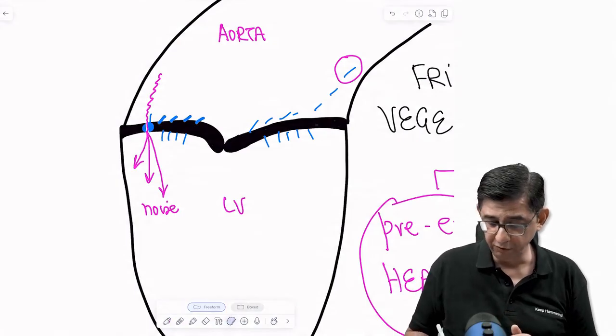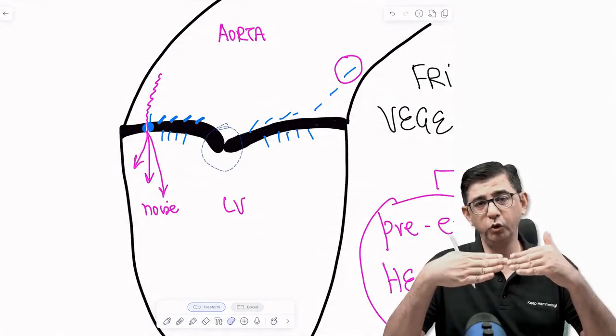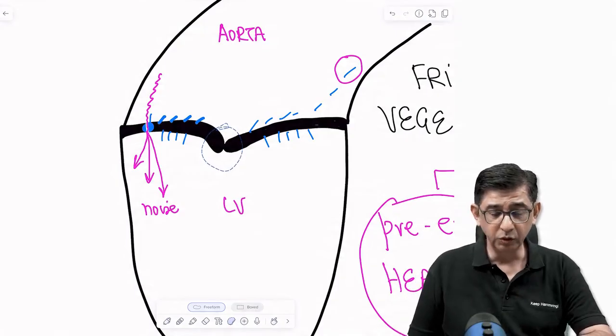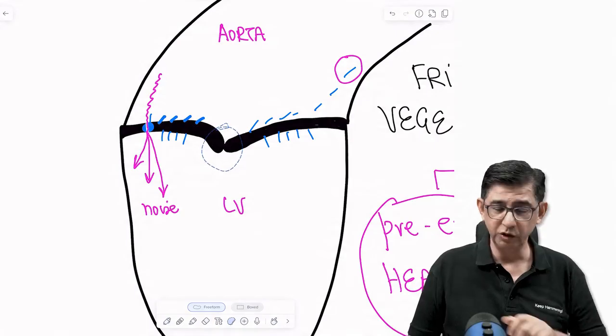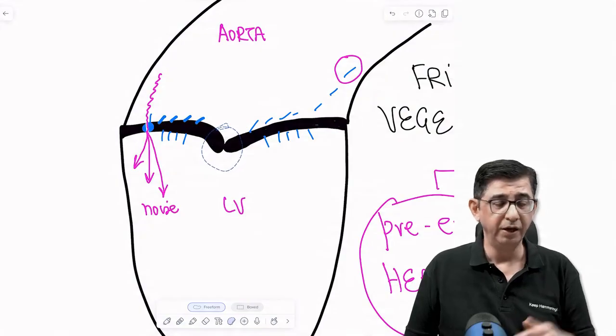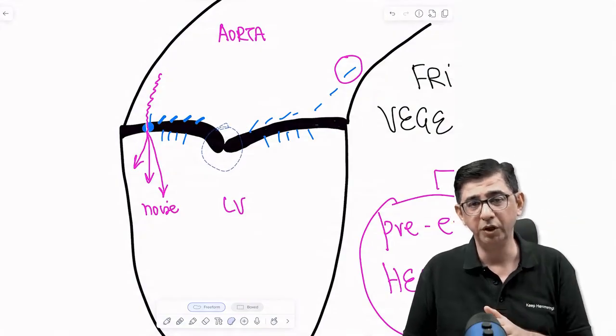You can see that the valve leaflets' competency is perfect, like they are able to oppose properly. So the blood is not leaking between the valve leaflets. It is coming through the perforation that has been created. This perforation was not present. It is the bacteria that destroyed the tissue of the valve. It literally punched a hole. It ate into the tissue of the valve.